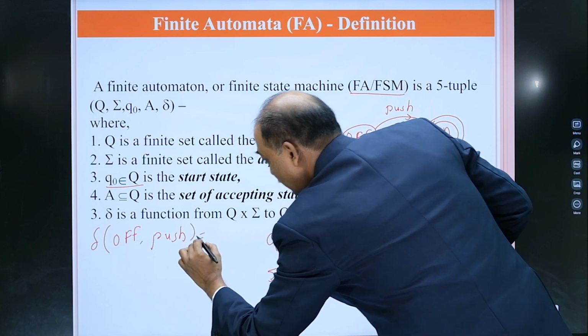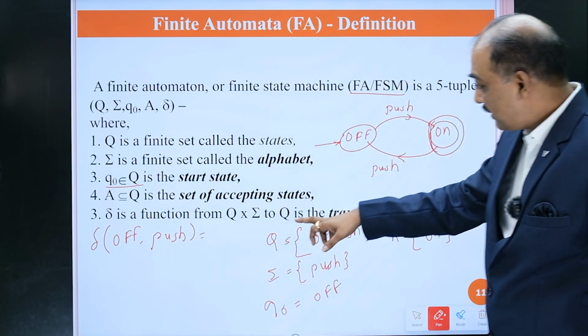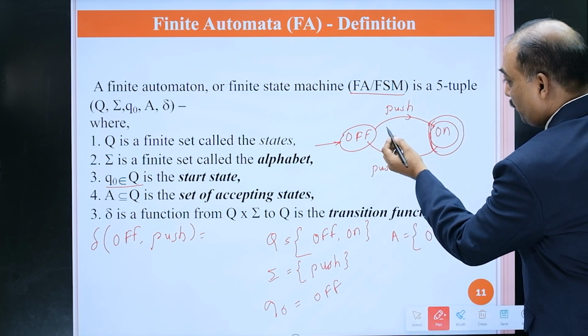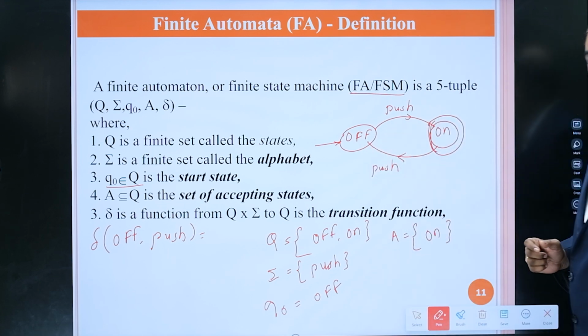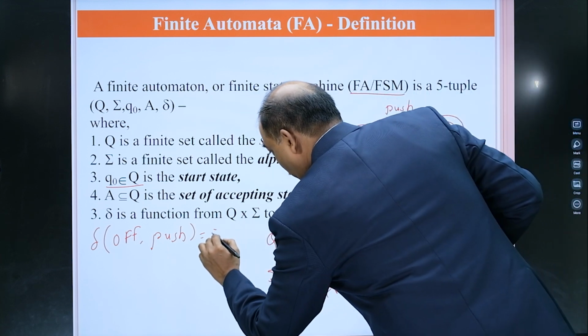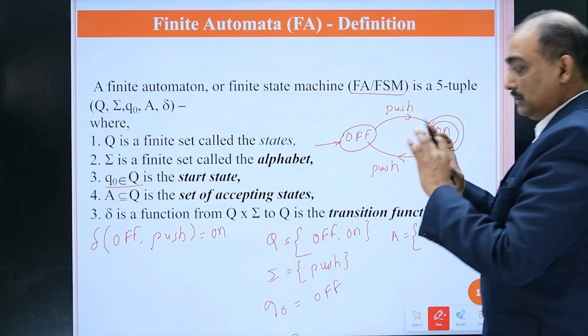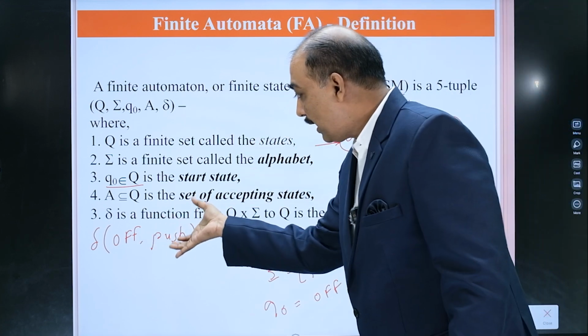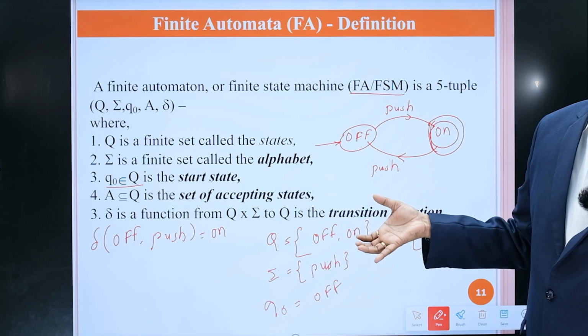Okay, and it will take me to the next state, that is again from Q. What is that next state? Following some transition, off, push will take me to the on state. So I will write down on. This is the transition. That is nothing but the transition function. So this is how we can define the transition function.